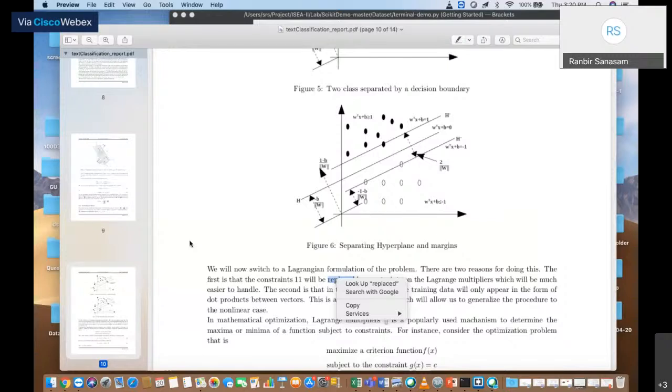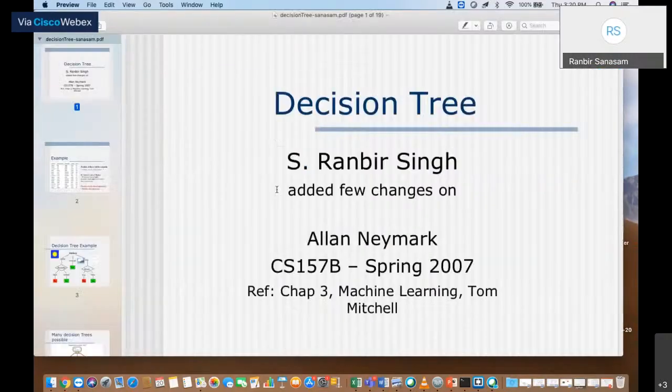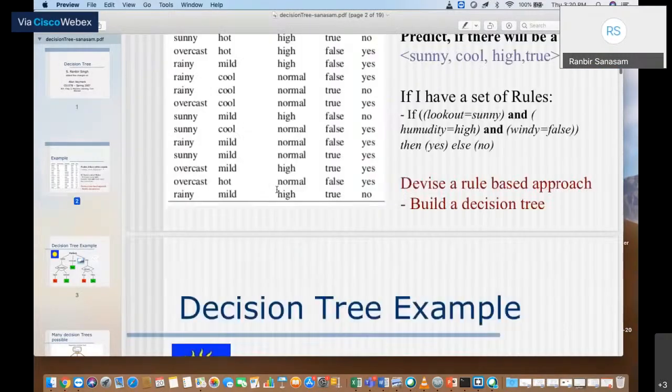Okay, so that is the SVM. At a high level, the idea is that you try to get the maximum margin. Okay, that is the SVM. So lastly, I will briefly explain something called a decision tree.